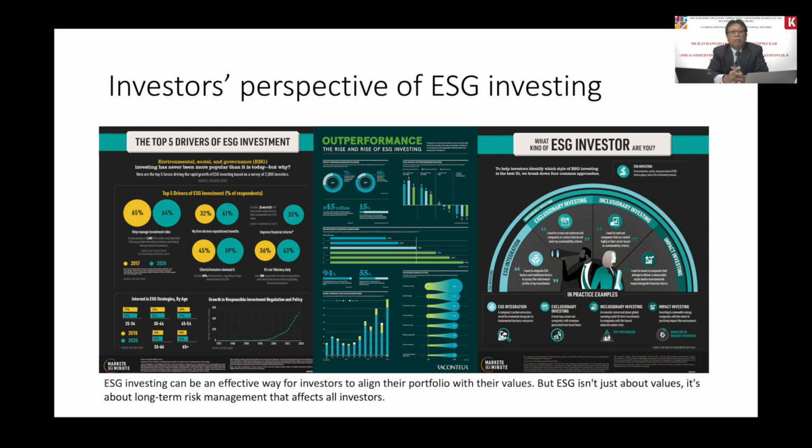whereby I would like to share with you further about the investor perspective of ESG investing. In this case, ESG investing refers to environmental, social, and governance factors that play a role in the investment process. There are four common approaches of ESG investing, i.e. ESG integration, exclusionary investing, inclusionary investing, and impact investing, where the last three are also known as sustainable investing.